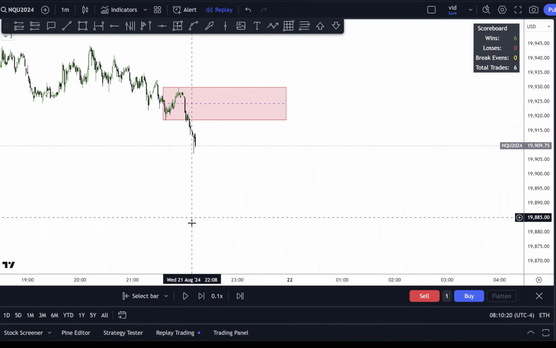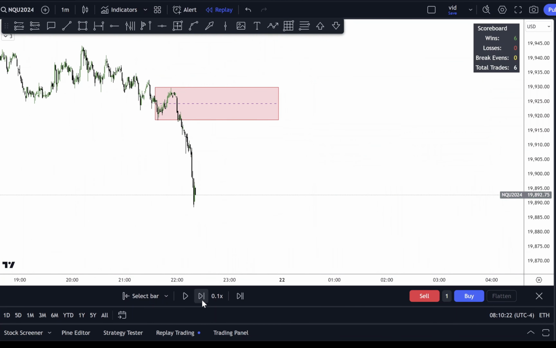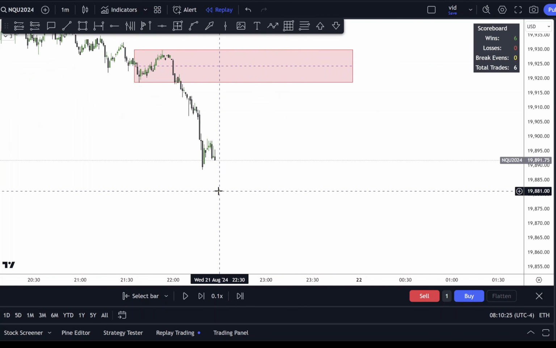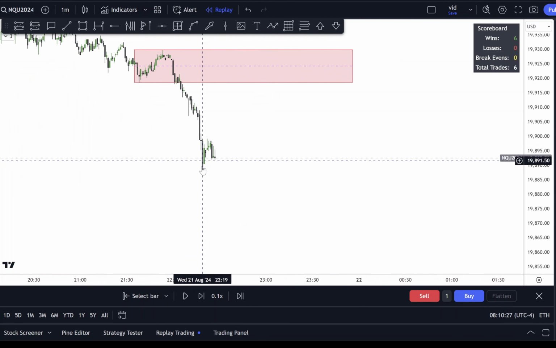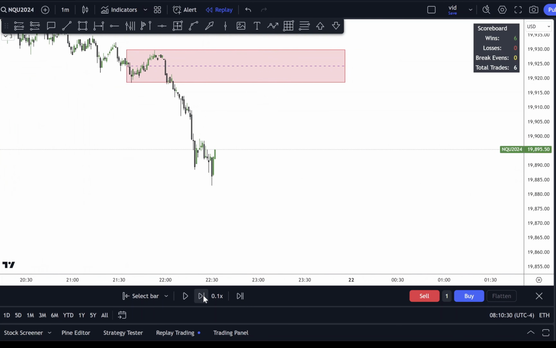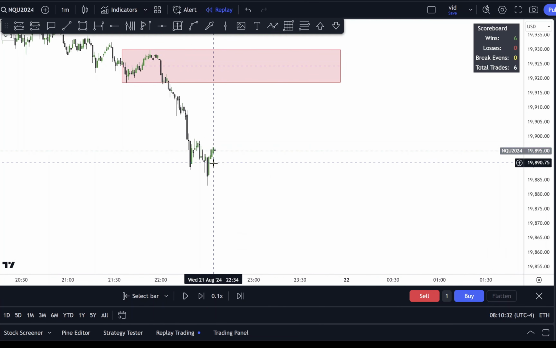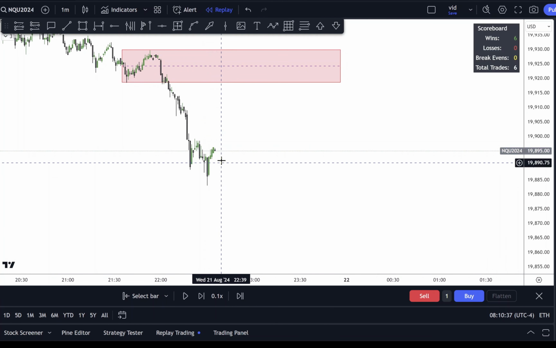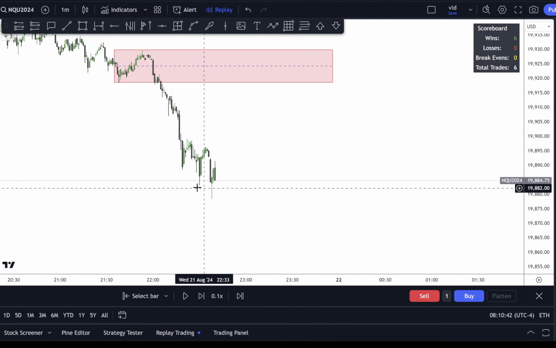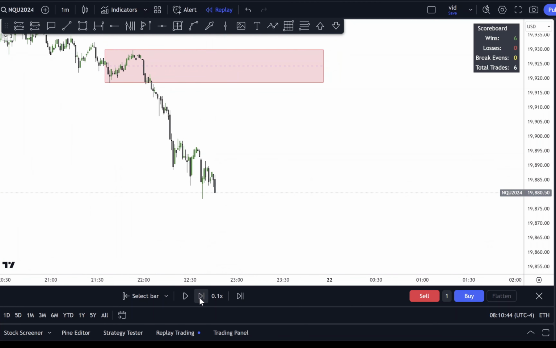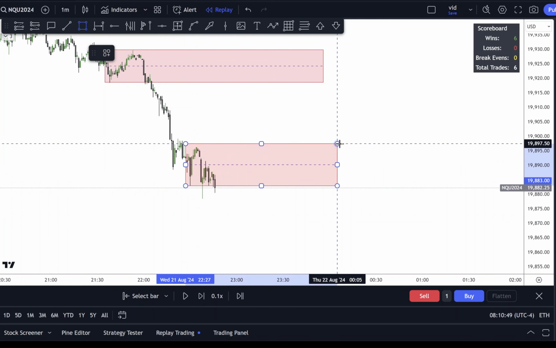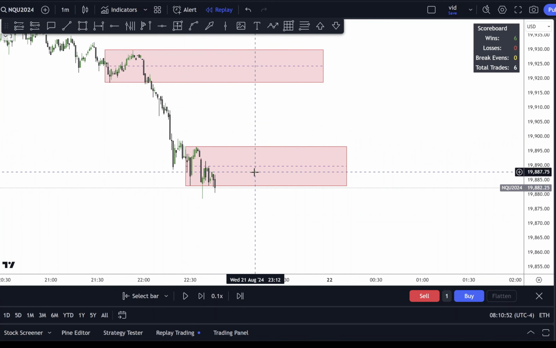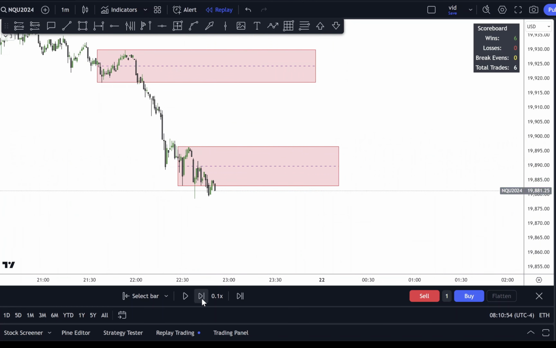Okay, so no valid pullback as of yet. We didn't close above this down candle. We did a valid pullback here because we closed above this valid candle. So if we close down again, that's my new zone. Okay, so no close as of yet. Now we closed, right? So if I get a 50% tag, I will take the 1-to-1.